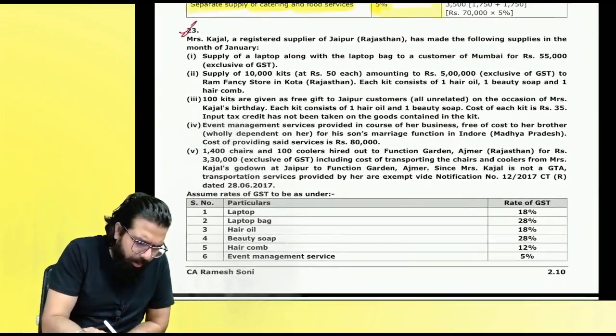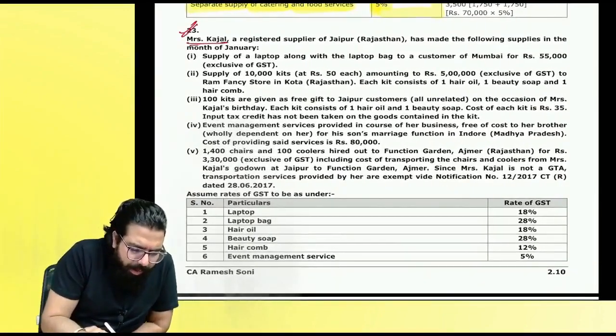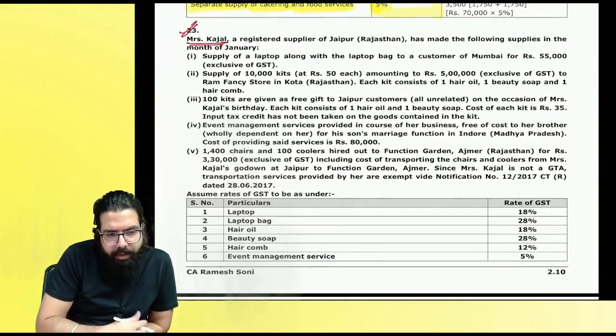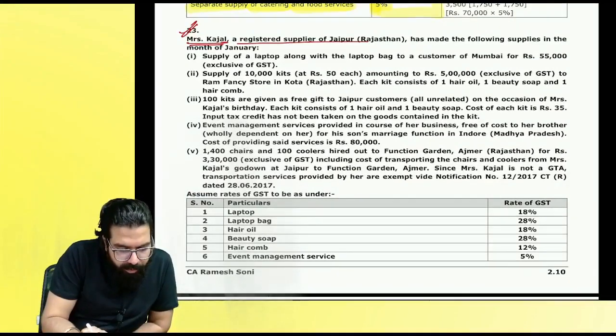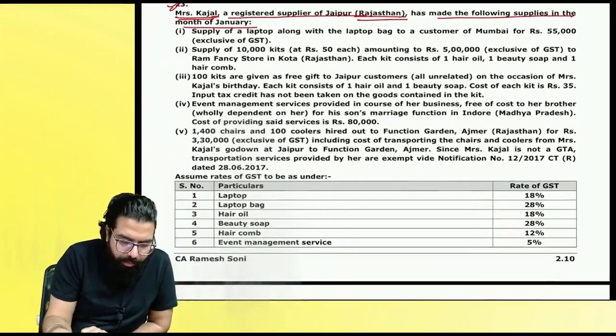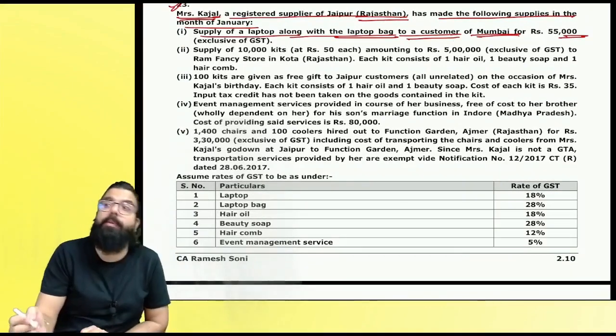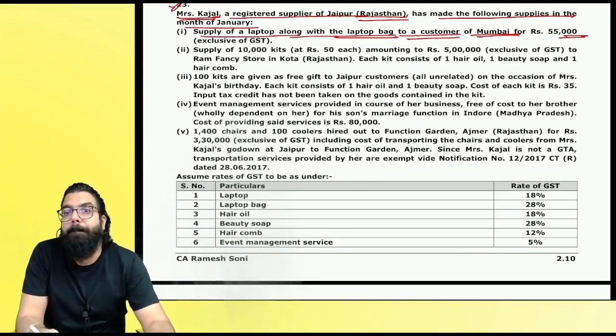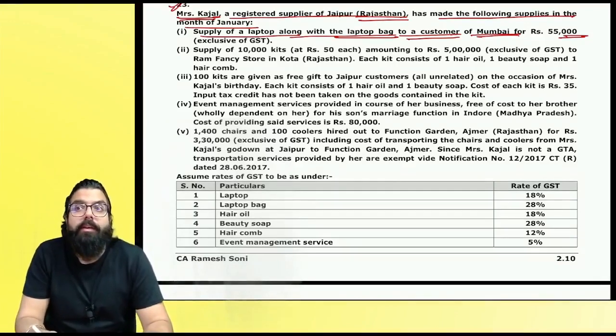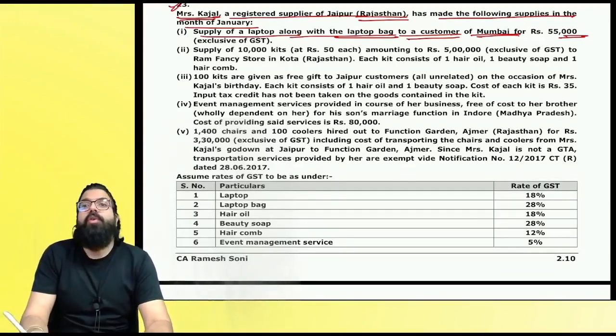Everyone over here. Question number 23. Mrs. Kajal, a registered person of Jaipur, has made the following supplies in the month of January. Sale of laptop with laptop bag to customers of Mumbai, 55,000. Laptop and laptop bag. How much is the price? 55,000.